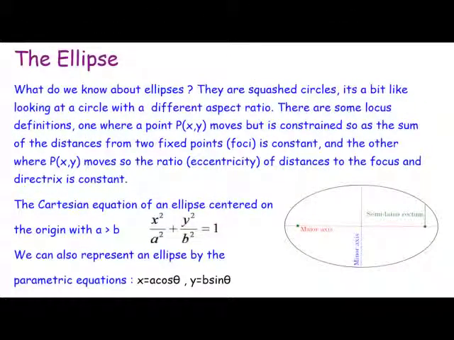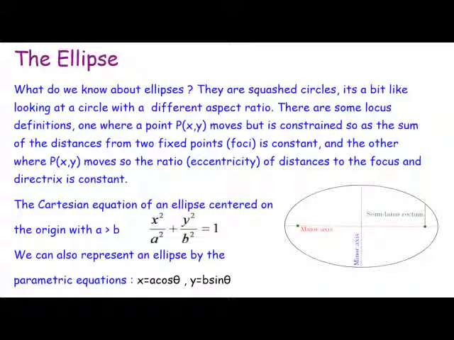Today we're looking at conics and in particular the ellipse. And what do we know about ellipses? Well, basically they're ovals, I guess. You can see here I've mentioned a few things. You can think of them like some sort of squashed circles, or circles with a different aspect ratio. I guess you could think of them like this.